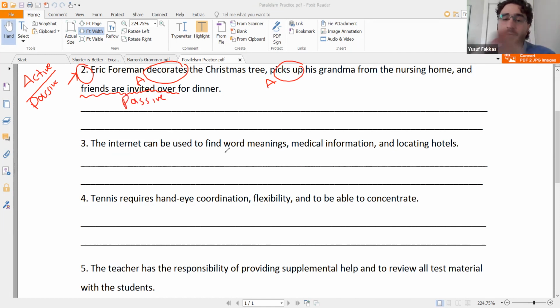And as we said, you're gonna have a mix of both. All of them are active or all of them are passive. And since we have 2 active, then of course the third one should also be active. So we can just, guys, look, delete this part, and instead we can write and invites his friends, or just a friends, it's not a big deal, over for dinner. And now the 3 verbs are all active: decorates, picks up, and invites. Okay?